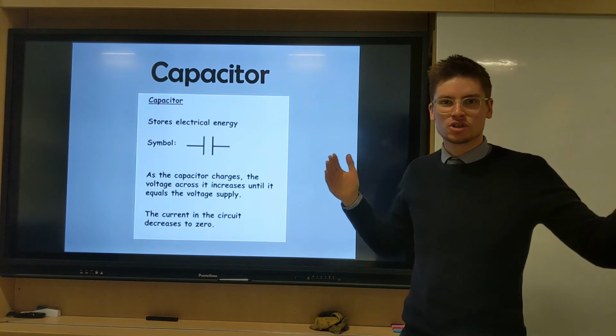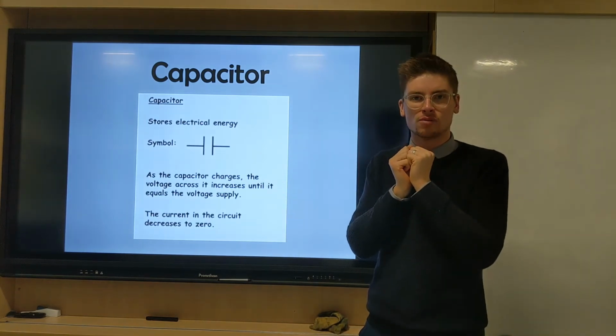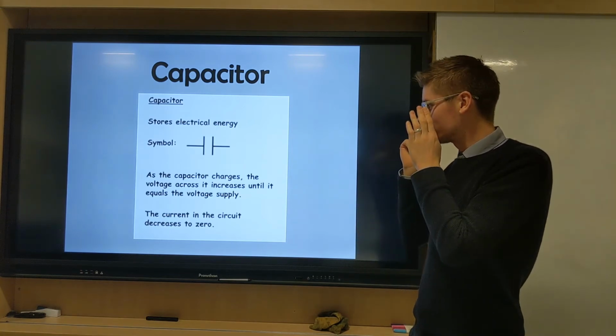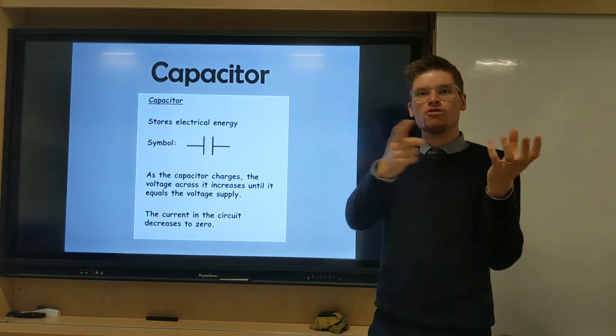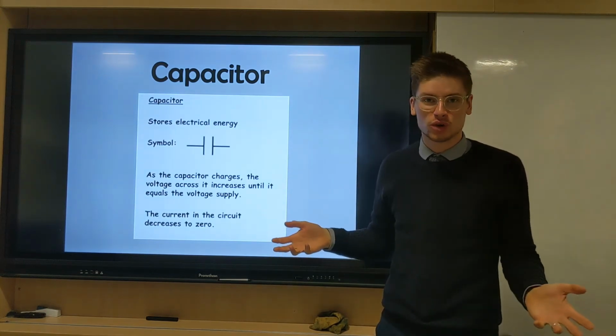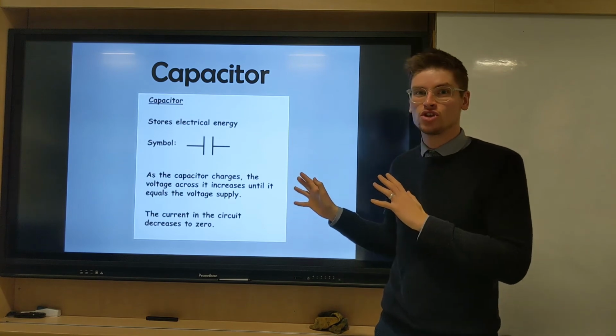Alright, so say it's a 6 volt supply. The capacitor, when it's charging, will take up all of that until it gets to 6 volts, and then it'll stop. Okay? And the current in the circuit decreases to 0 when that happens, because if you have 6 volts and 6 volts, there's no movement of the charge. So therefore there's no current. Alright? So you might see them, that's just a wee addition. Make sure that you know where they are.